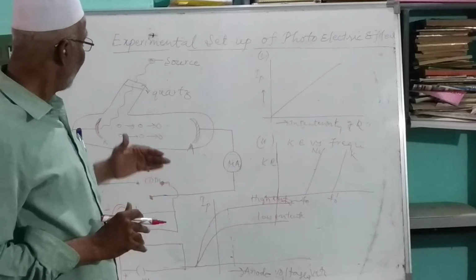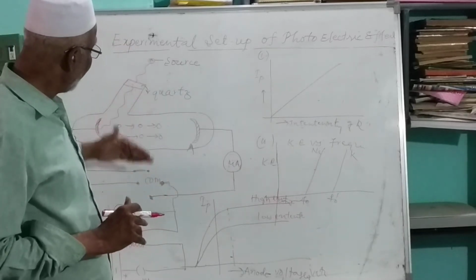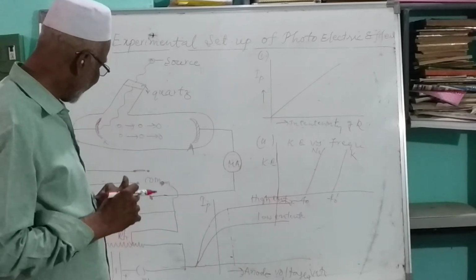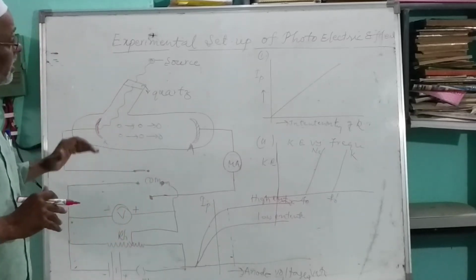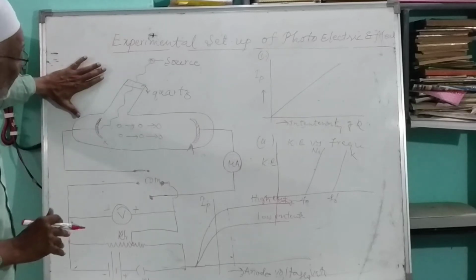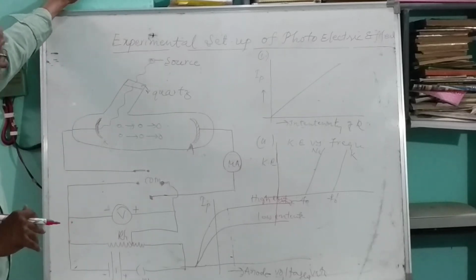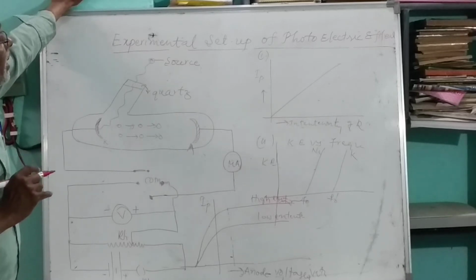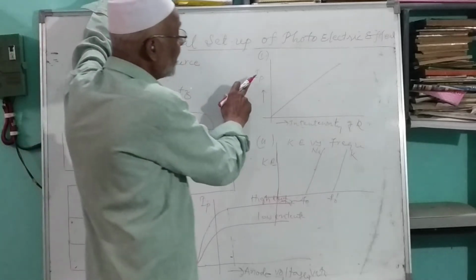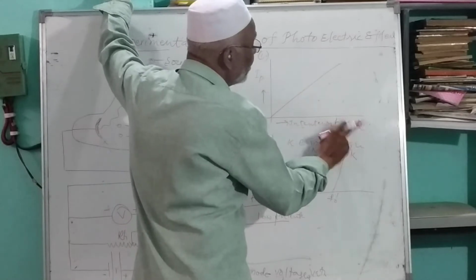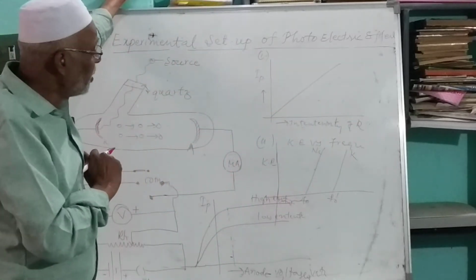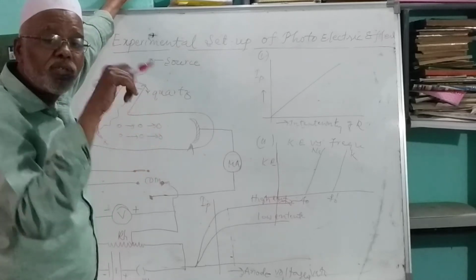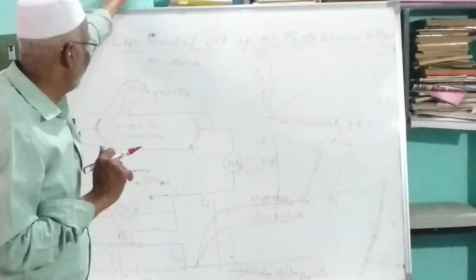So first of all, these are the things we will discuss: what is the working principle and how it is going to act. Here in this experimental setup, you have to study three important things. First is the relation between photoelectric current and intensity of incident radiation. So how does the photoelectric current depend on the intensity of incident radiation?